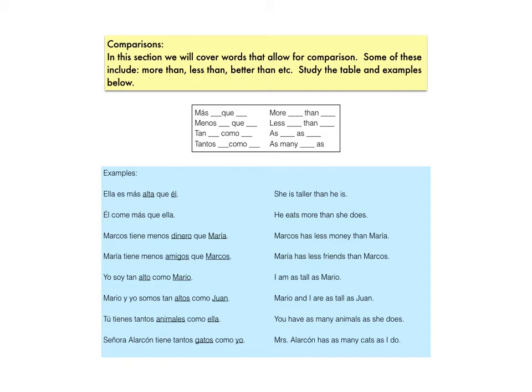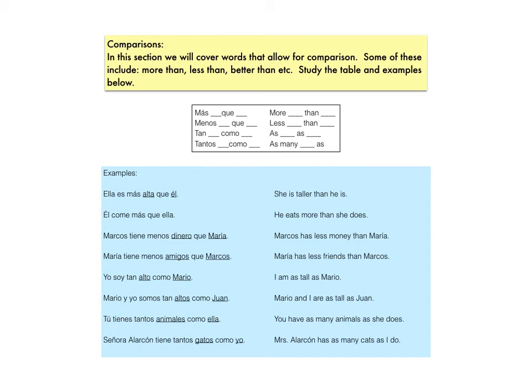The third example, Marcos has less money than Maria. Marcos tiene menos dinero que Maria. In this example, we are using menos and que. Notice how they are separated by other words. Not always necessary. Alright, the next one, Maria has less friends than Marcos. Maria tiene menos amigos que Marcos.